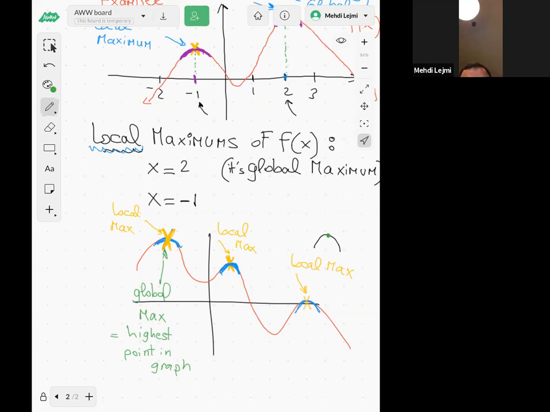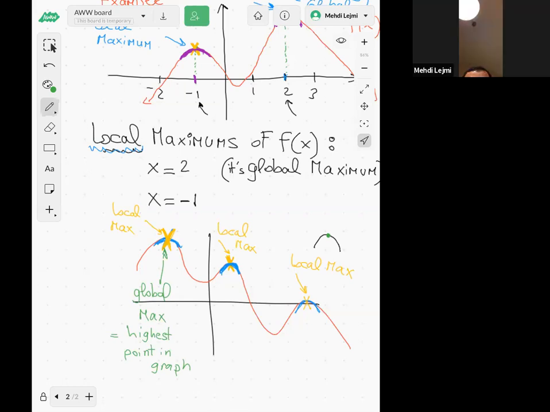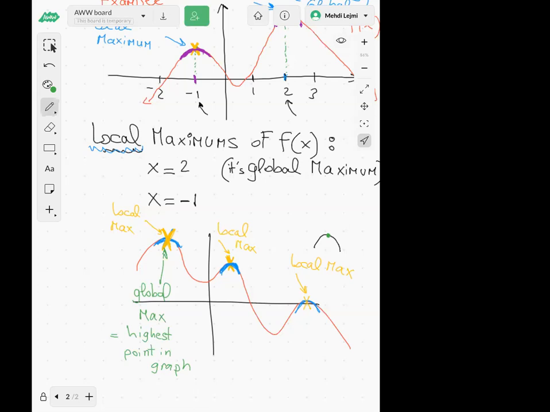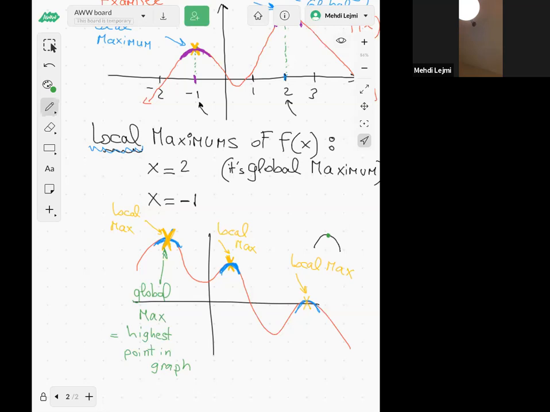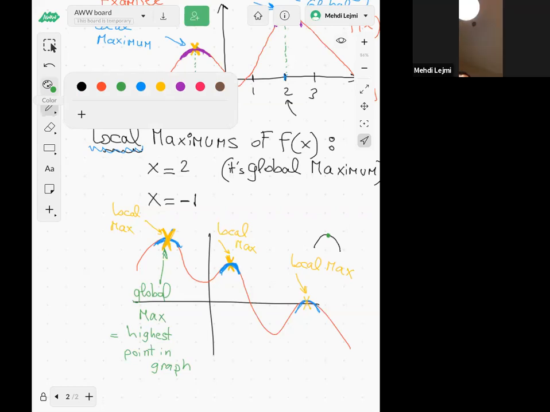So the local maximum is the highest point before it starts decreasing. That's the way I see it. Because you mark it and then it goes down, and then it goes up and then it goes down again. It goes up, but then it's gonna go down, right? So am I wrong for understanding it that way? No, it's not quite true.